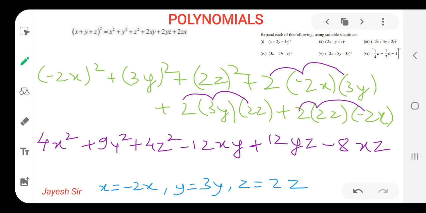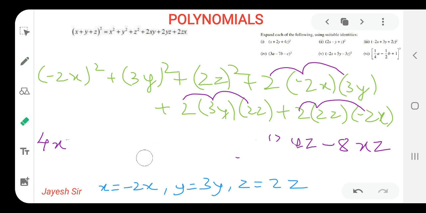So let's begin with the fourth sum for the day. If you understood now, you can pause the video and try to solve the remaining three sums by your own.